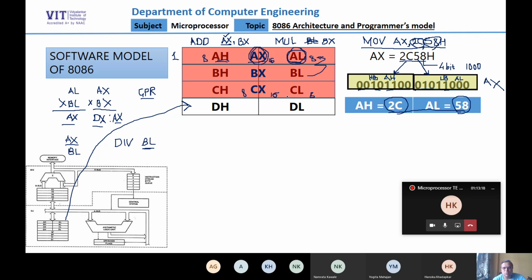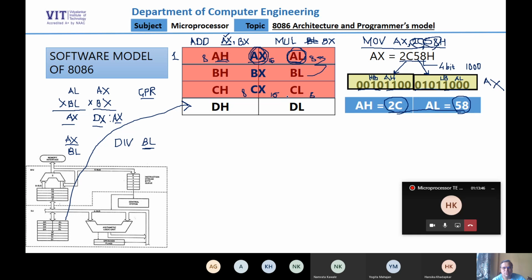And then how many times you want to perform looping repetitions will be decided by the number present in the CL register or CX register. So it can be used for looping instructions, as well as to provide the count for rotate and shift instructions.